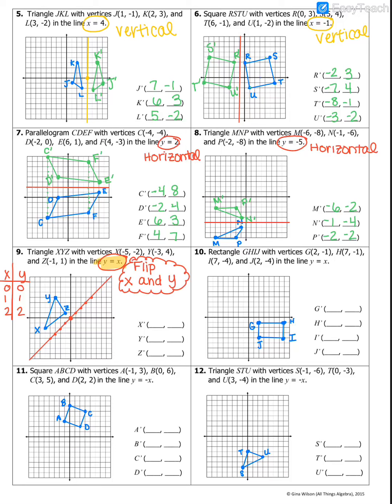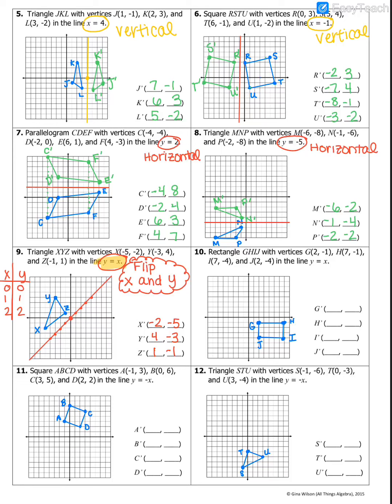So what I mean by that is X ended up being -5, -2 to begin with. X prime is going to be -2, -5. Okay, you following me? So then Y, -3, 4, is going to become 4, -3. Z was -1, 1, so it's going to become 1, -1. So I'm just flip-flopping my x and my y. So that being said, let me graph those points.